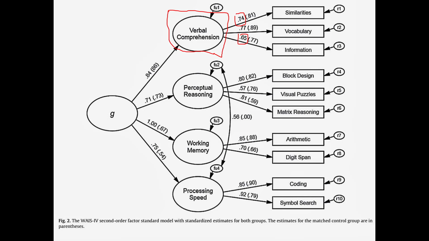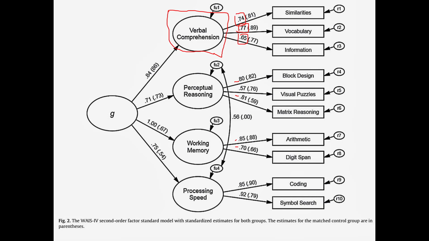So verbal comprehension, vocabulary is the most important item loading on verbal comprehension. Perceptual reasoning, block design and matrix reasoning are the highest loading, and visual puzzles is a bit lower, and that's one of the reasons visual puzzles is an optional test. Working memory, arithmetic and digit span, and then processing speed, both coding and symbol search seem pretty important.